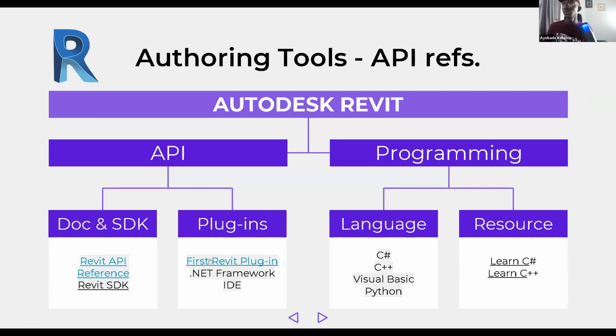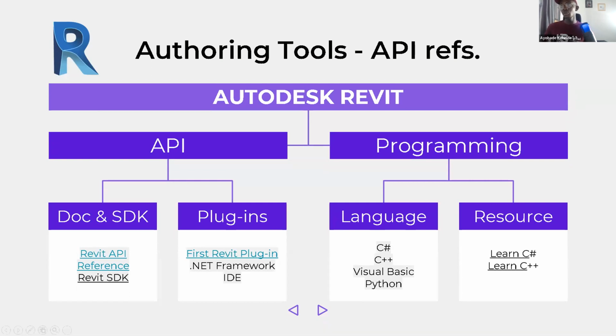You understand the nitty-gritty, all the classes, and how you can communicate with the API using the programming language. There are four programming languages you can use on top of the Revit API: C#, C++, Basic, and Python. The resources to learn these are here. I think I still suggest the same w3schools.